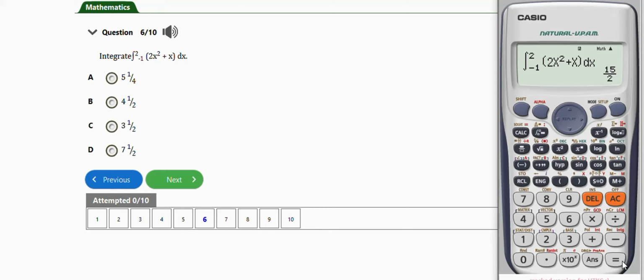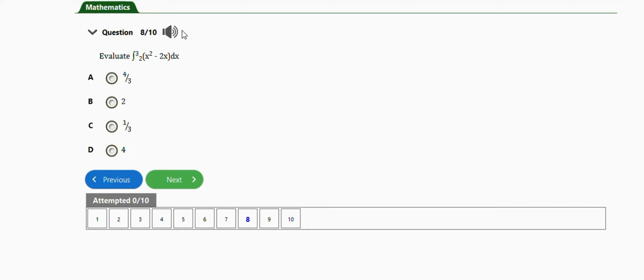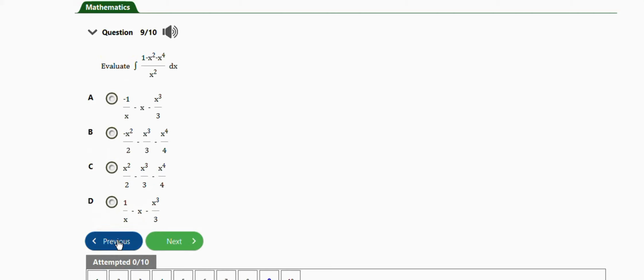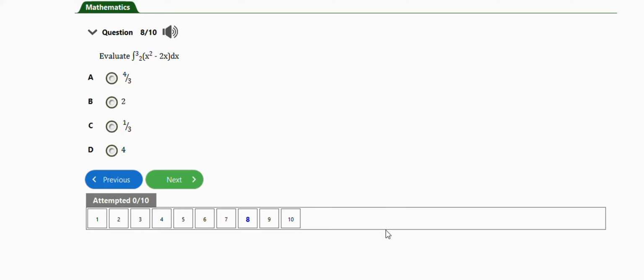So 15 over 2 is equivalent to 7 and 1 over 2. 7 times 2 is 14 plus 1, 15. So the right answer is option D. Okay guys, so the next repeated question will be this one. It says evaluate this definite integral. Let's check. Yeah, this is the next question. Definite integral. But this one now is definite. Okay, the next one is indefinite.